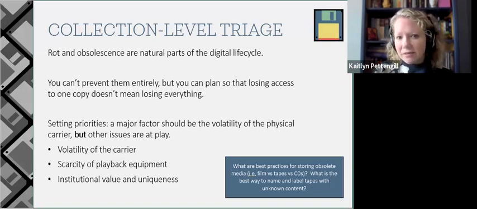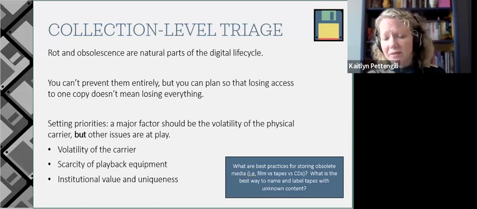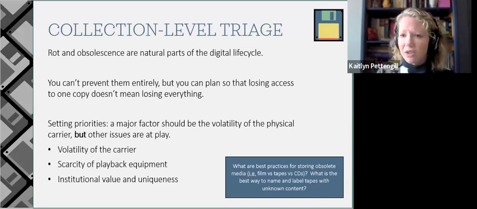You can't prevent rot and obsolescence from happening, but you can plan so that losing access to one copy isn't going to mean that you lose everything. You want to have a clear sense of what you have and what's most at risk so that you can plan on doing things like migrating as you need to. And you know where to put your resources, because if you're a small institution, you're not going to just go and move everything all at once. It's not achievable. It's too much work. It's too difficult. It's too expensive. So you know where you need to put your resources. You know what's most at risk.